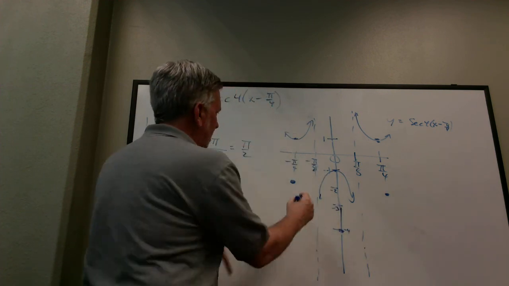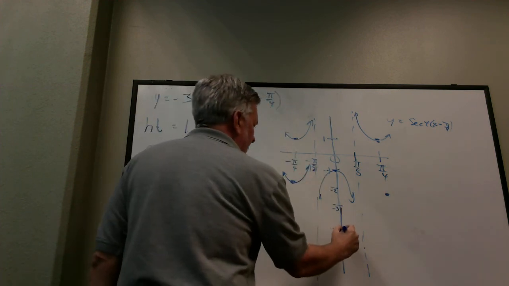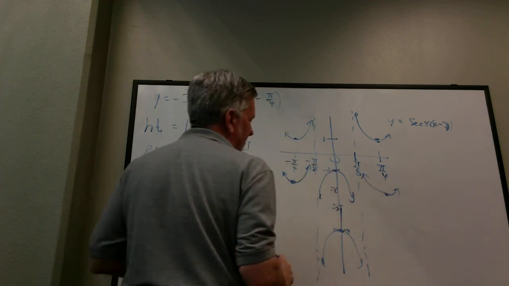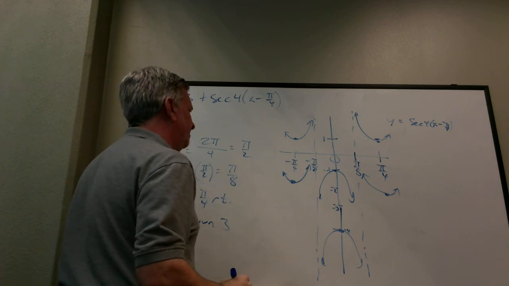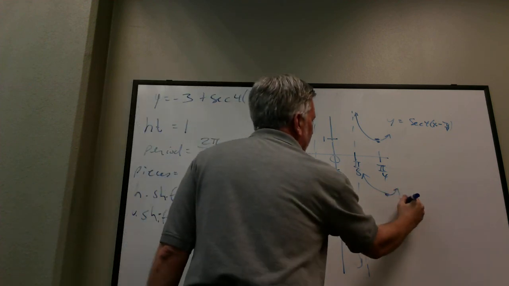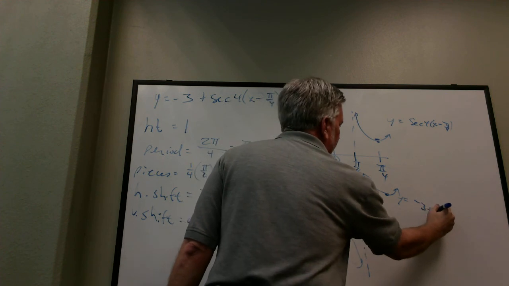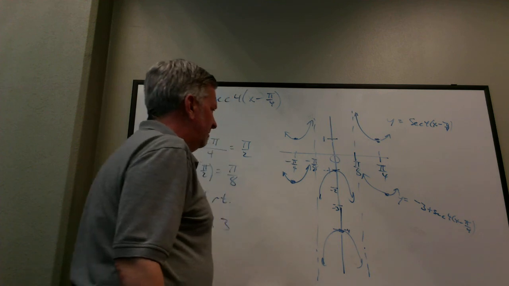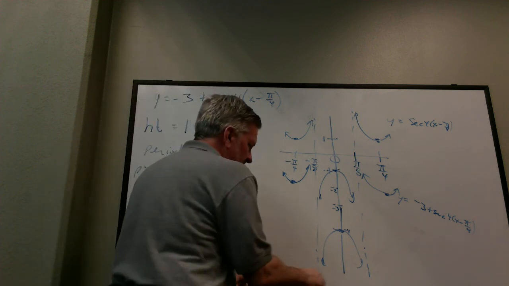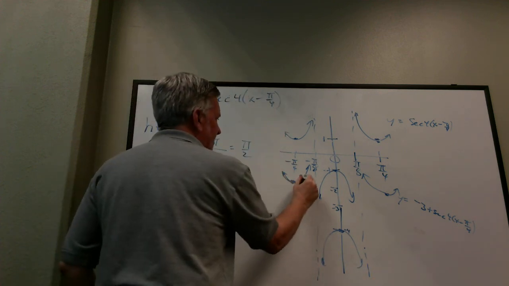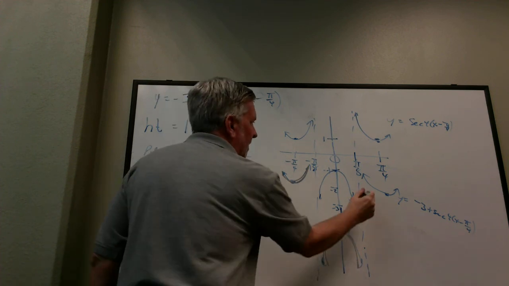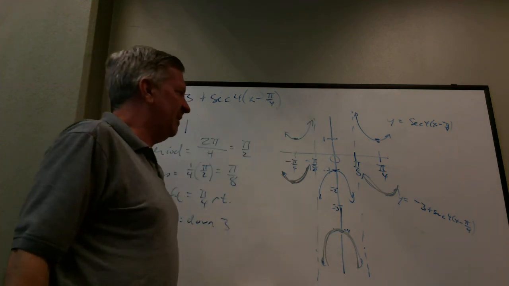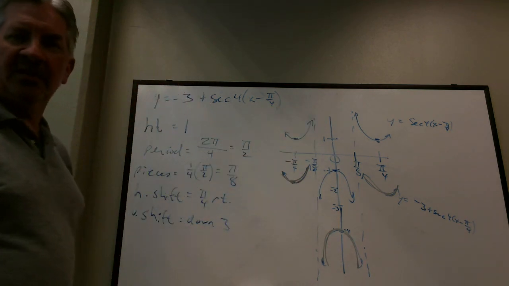Now this was an up cup, so this is still an up cup. This is a down cup, and then this is an up cup. I probably should have used a different color so we can see, but this is y equals -3 plus secant of 4 times x minus pi over 4. Okay, so the answer here, let me go over in black. So the answer is this cup, and this cup. Right, so I just took the graph I originally had and shifted everything down 3. So that's how you do the secant and the cosecant graphs.